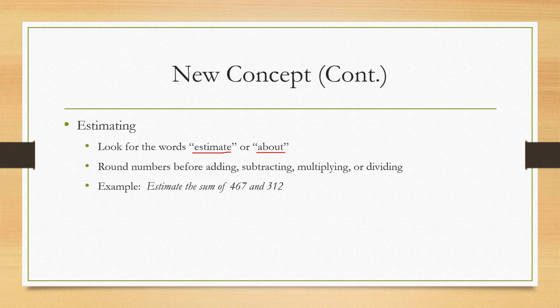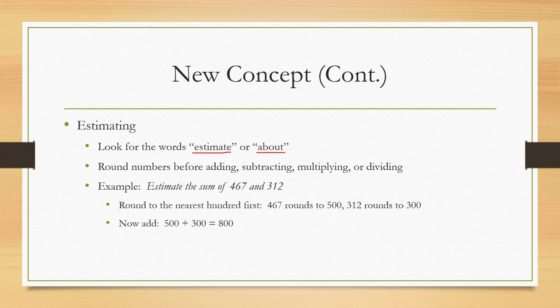For example, you're asked to estimate the sum of 467 and 312. The first step is to round both of those numbers to the nearest 100. So 467 would round to 500, 312 would round to 300, and then adding is much easier. 500 plus 300 equals 800, so that is the estimate of those two numbers.